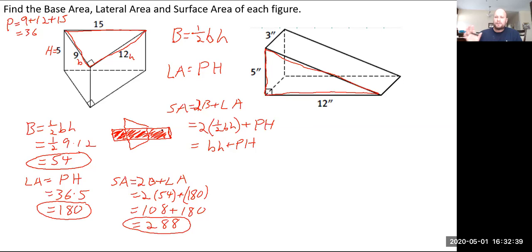And again, if you really wanted to, you could find the lateral area by doing the area of each one of those rectangles separately. So like we had a 5x9 rectangle, a 5x12 rectangle, and a 5x15 rectangle. Add those up separately and then add them together. That would give you the same lateral area.